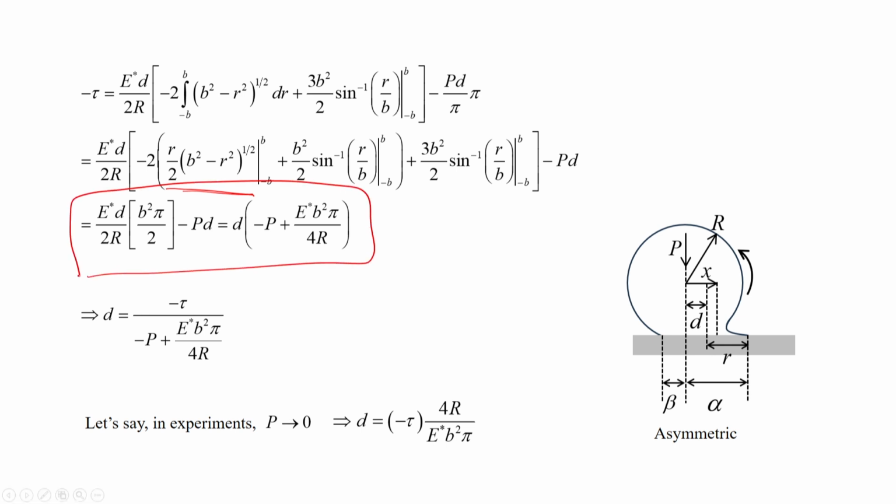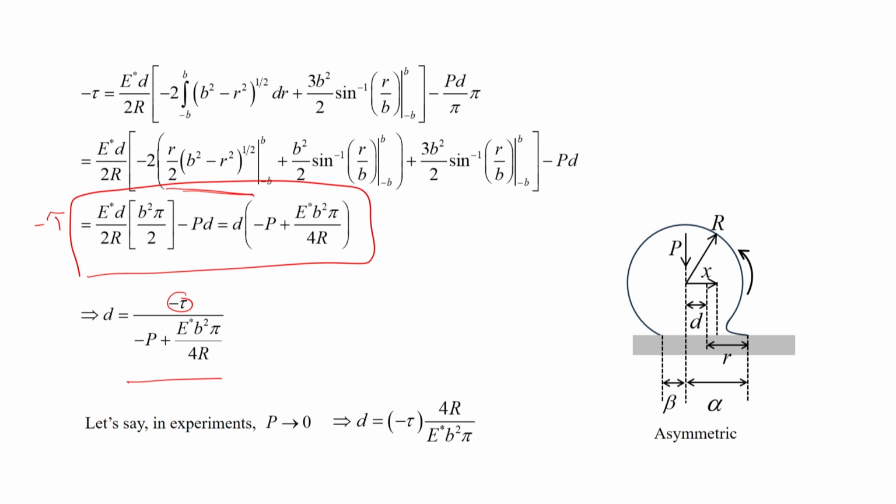So, finally, we have therefore this d is equal to minus tau. Remember this is equal to minus tau, that is basically the magnitude of the torque, divided by this quantity minus p plus E star into b square into pi by 4 r.